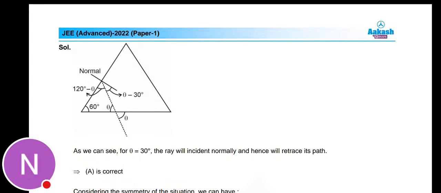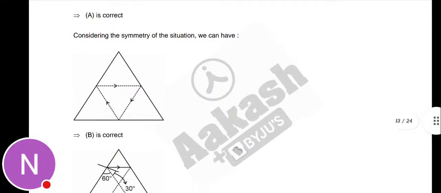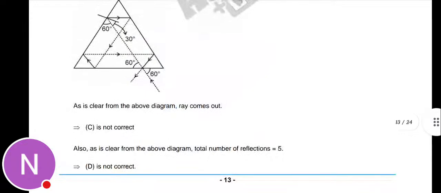Okay, so here in this diagram, if theta is equal to 30 degree, the ray will be incident normally and hence it will retrace its path. So it will get incident and again come back along its path. So the first option is correct. Now considering the symmetry of the situation, B is also correct.